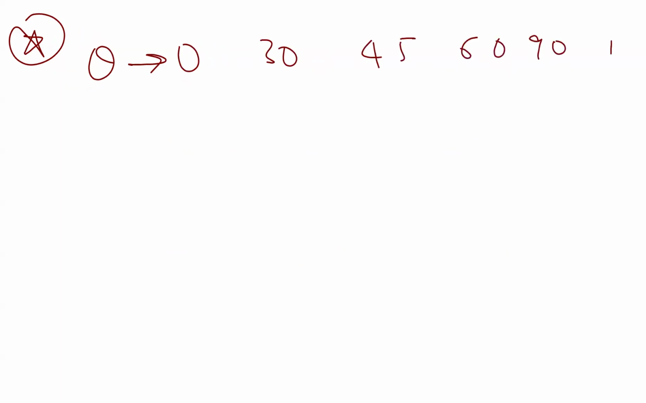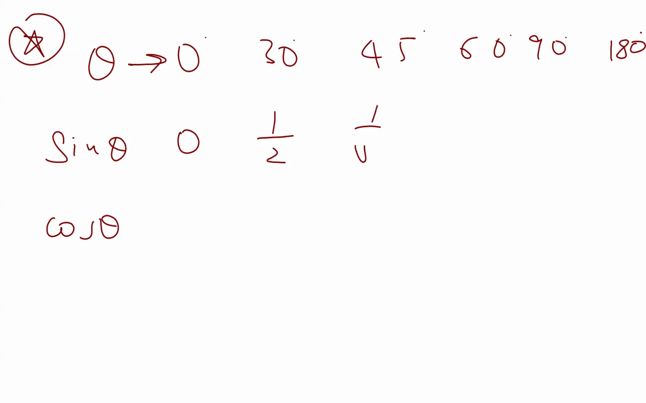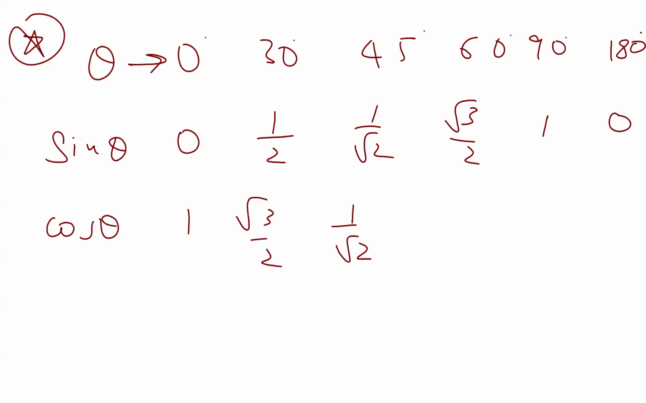Next, some standard values. Theta, that is 0, 30, 45, 60, 90, and one more I'll include, that is 180. These are in degrees. Okay, so sine theta: 0, half, 1 by root 2, root 3 by 2, 1 and 0. Cos theta: 1, root 3 by 2, 1 by root 2, half, 0 and minus 1. Okay.